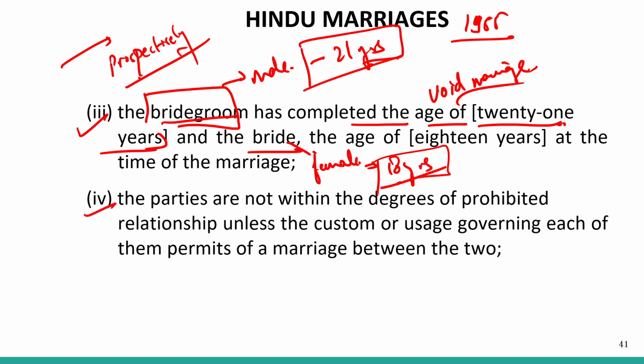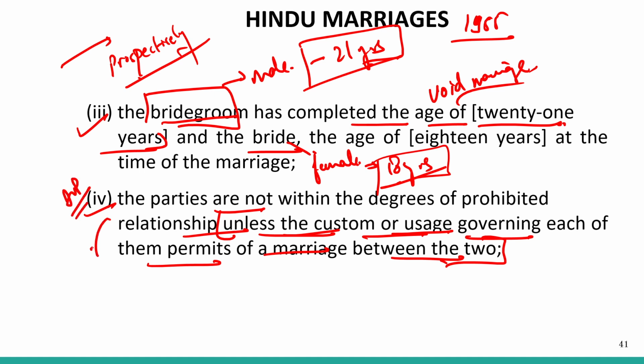The parties are not within the degrees of prohibited relationship. That I've already informed you. Unless the custom or usage, now this is important for you, unless the custom or usage governing each of them permits a marriage between the two. So even if you are allowed to get married according to your customs within the sapindas, meaning the prohibited degrees, which is the 3 lines of ascent for the females and 5 lines of ascent for the male, if the customs and usage of your society or your community permits it, then the marriage can be solemnized. So this is an exception and it is an important portion.